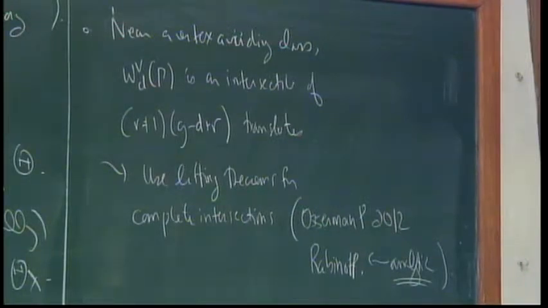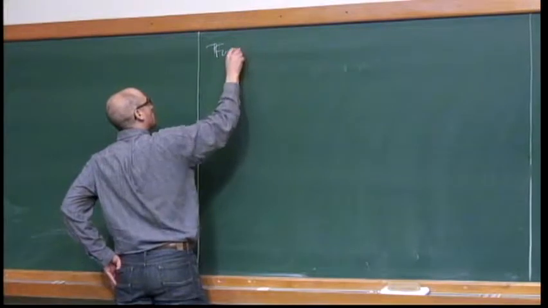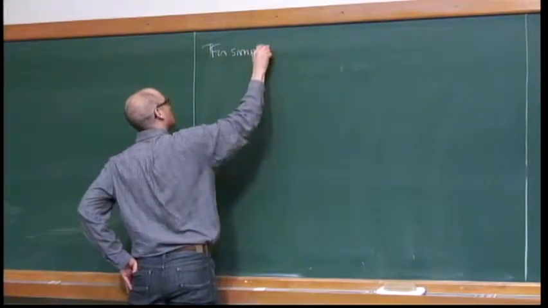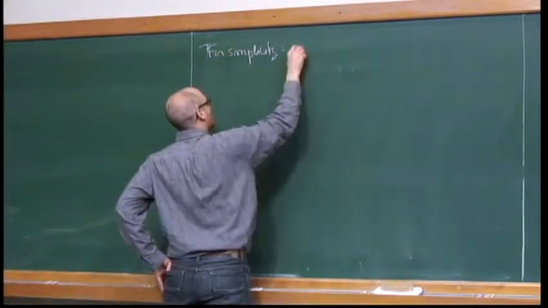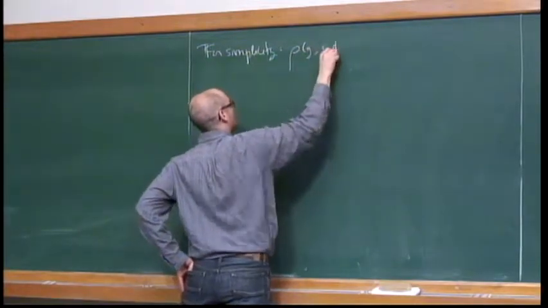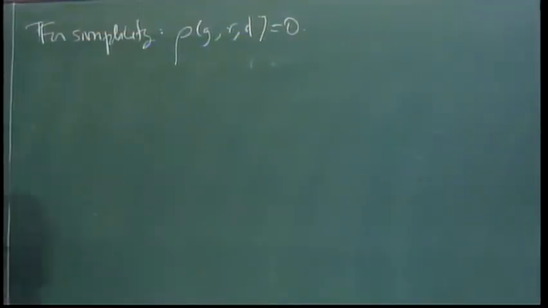The upshot of the lifting result is that we can choose our favorite tropical divisor to work with. So of course, we're going to choose it to be vertex avoiding. And so for simplicity, I'm only going to talk about the case rho of GRD equals 0. I should say this is really the crucial case.